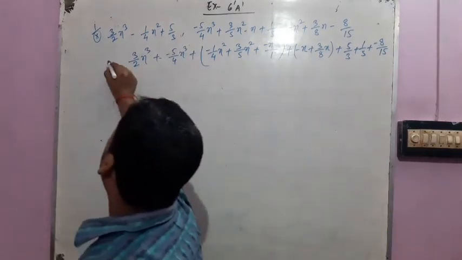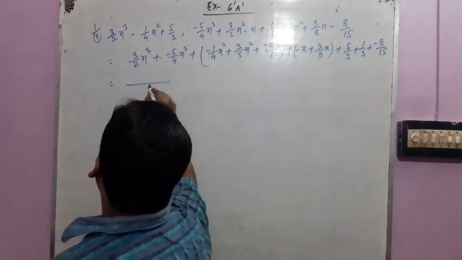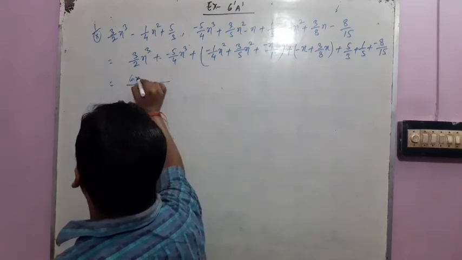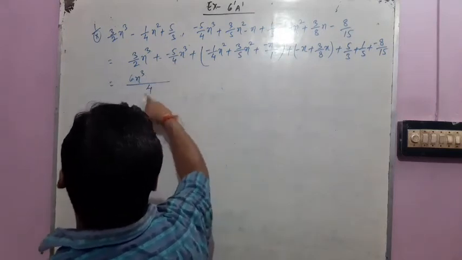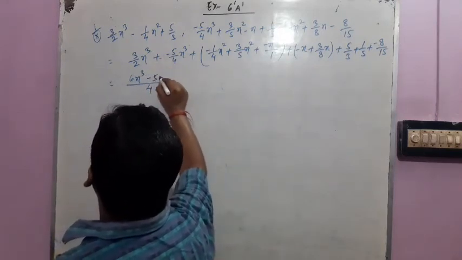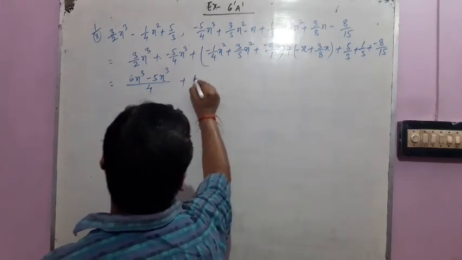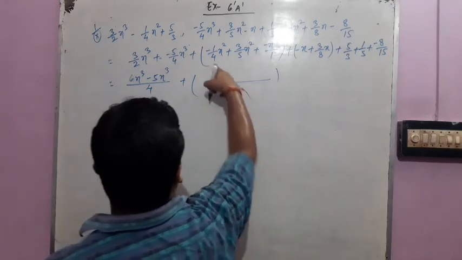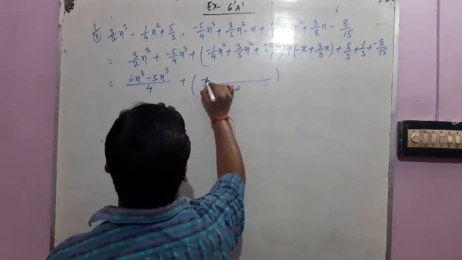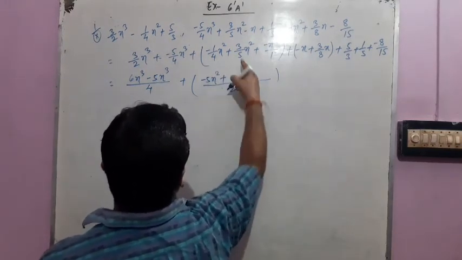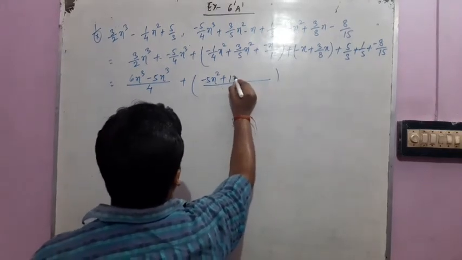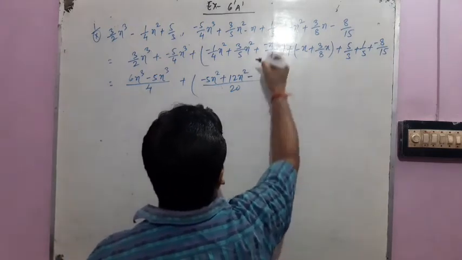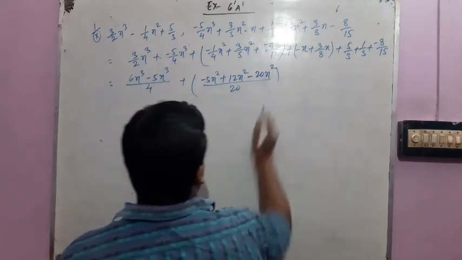Now take the LCM, students, here. What is the LCM? The LCM of 2 and 4 is 4. 2 fours are 8, that means 3 to the 6x cube, and 4 ones are 4, plus minus 6 minus 5. Now again here you have to take the LCM. The LCM of 4 and 5 is 20. 4 fives are 20, 1 five is 5. 5 fours are 20, 3 fours are 12. Plus minus, again minus, 20 into x square minus 20x square.